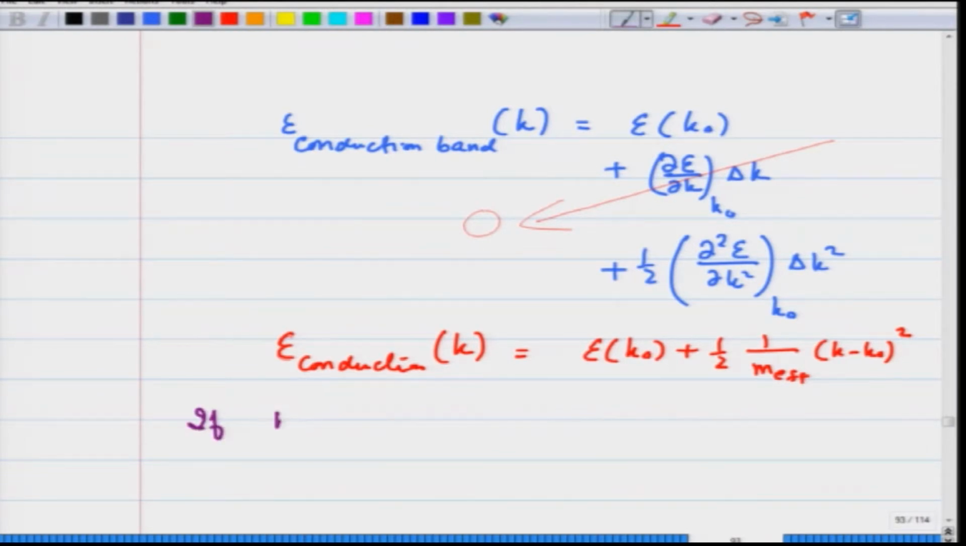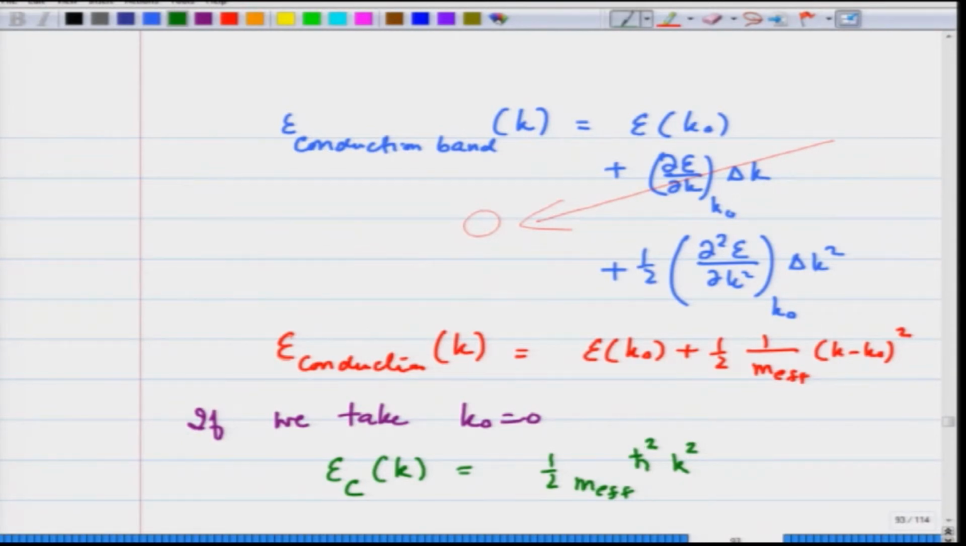If we take k 0 to be 0, so that means I have shifted the way I measure k to the minimum. If k 0 is at Brillouin zone boundary, then I will take that point to be 0. So, that delta k itself becomes the measure of k. Then I can write E conduction, which is understood, I will write C for it, as k equals E k 0, which I will take to be 0, I will write that again, is 1 over 2 m effective times k square. There should also be an h cross square here, because of the definition of m effective.